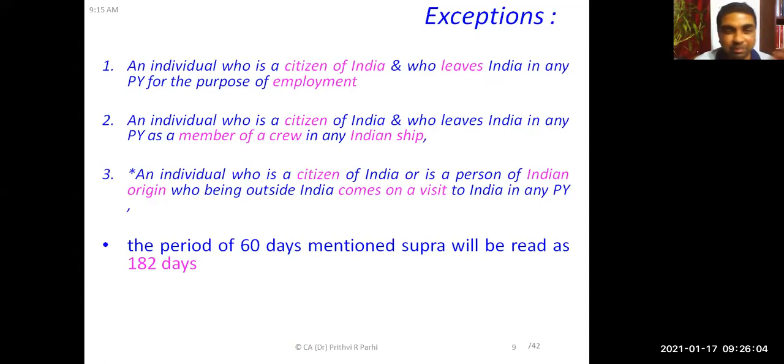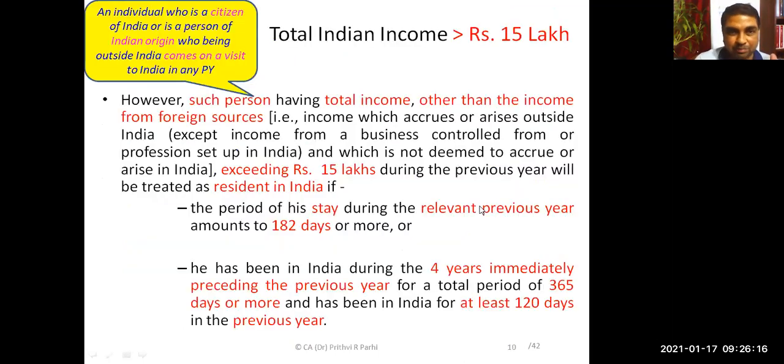That complexity is only in respect to the third condition, the third exception. What is the third exception? An Indian citizen or person of Indian origin who is coming to India for a visit. Now you see, this is again an amendment. Previous year, this was not there. And this is applicable to only the third category of persons. Now, if you can see the slide, you can also understand.